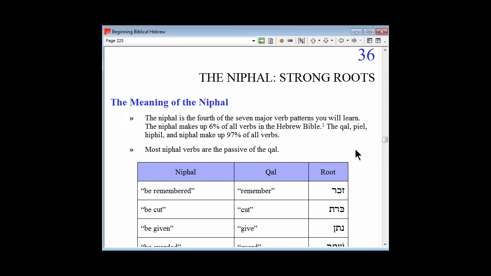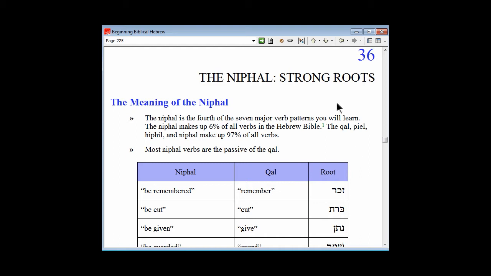This is a brief overview of Futato chapter 36. Now, as you can tell, this chapter is about the nifal. This is a new stem, or a new verb pattern. So to this point we've had the kal, we've had the piel, and we've had the hifil, and now we're going to get the nifal.